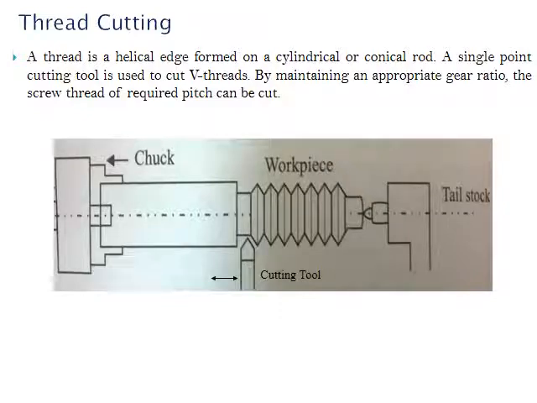In thread cutting, this is a V-type thread. It is a single point cutting tool. This is the job, from here to here. One end is supported in the chuck, the other end is supported by the tailstock. So this is a workpiece, and this is a V-type thread.